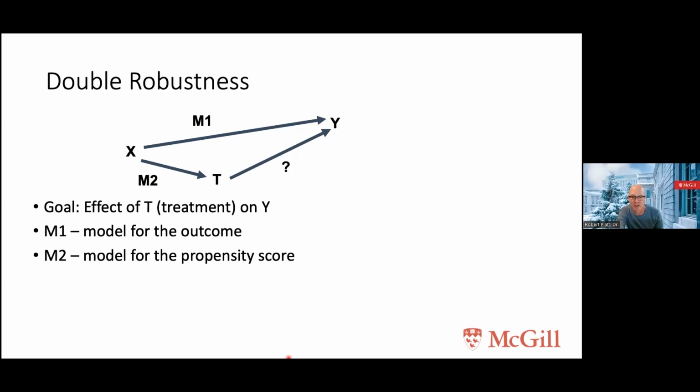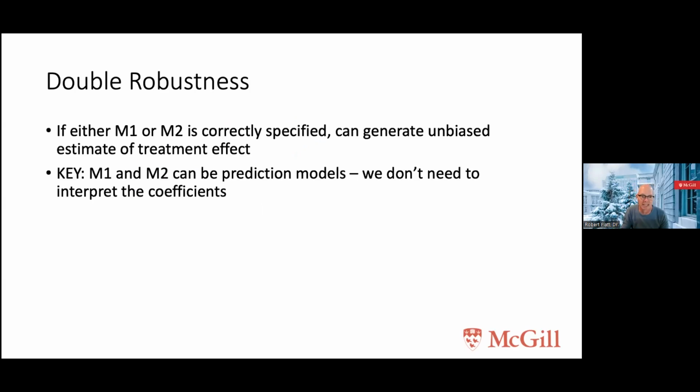And under the right circumstances, we have this property of double robustness. That is, if either model 1 or model 2 is correctly specified, then we can get an unbiased estimate of the treatment effects. And that's great, because now we've got two chances to get the model right. And the key for machine learning is that model 1 and model 2 can be prediction models. We don't need to interpret those coefficients. Again, we can use machine learning tools appropriately here.